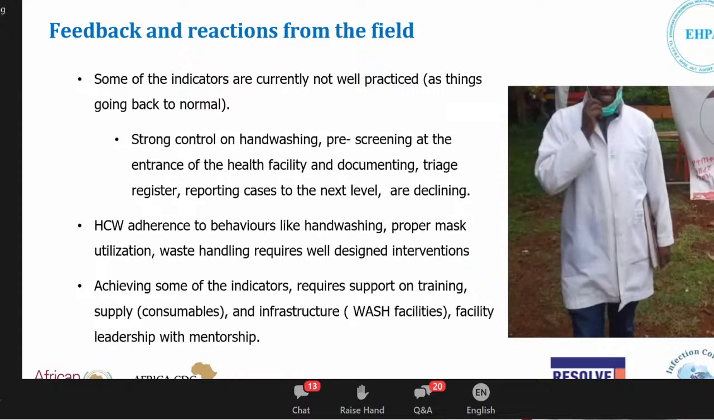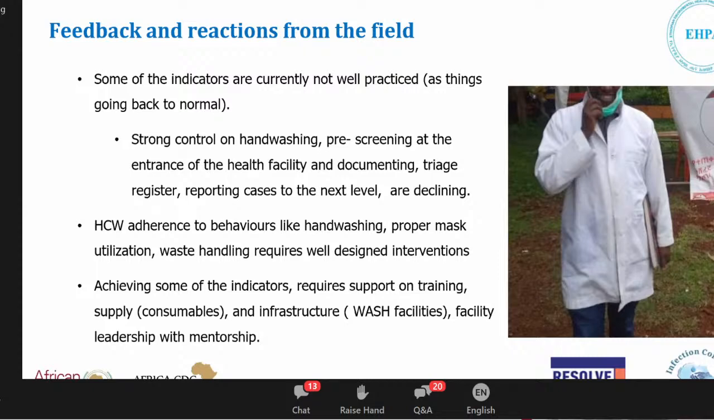Some of the indicators are still not well practiced, as things are going back to normal. As I said, strong control on the hand washing behavior change aspect, pre-screening registration at the entrance, and documenting triage registration at the entrance, reporting cases to the next level, because now home-based treatment is well encouraged in many countries. Ethiopia is also encouraging home-based treatment with isolation. As this is declining, healthcare professionals now start to decline in adhering to some of the practices.